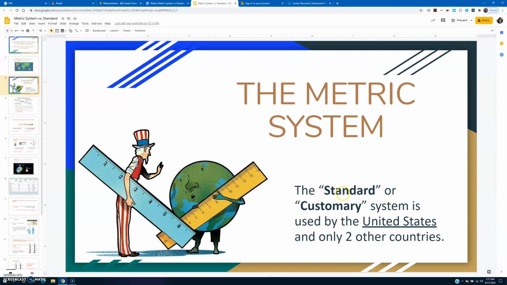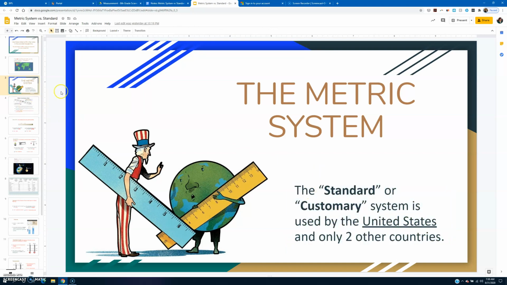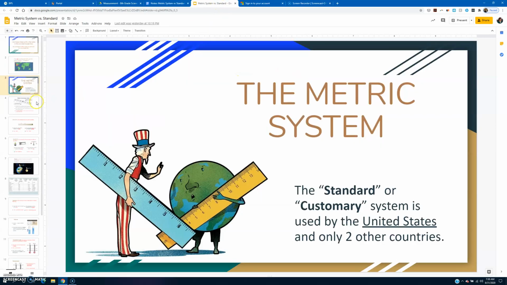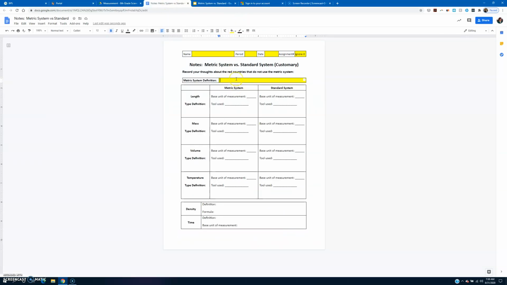So, the metric system. We're talking about that because the standard or customary system is only used by the United States and 2 other countries. Okay, that is not the definition for a metric system. So on your paper, metric system definition, which several of you missed right here, is found right here. The metric system is a standard unit of measurement based on the number 10. So if I take that measurement system based on the number 10, you're going to put that here.